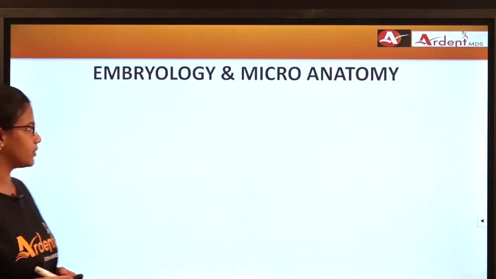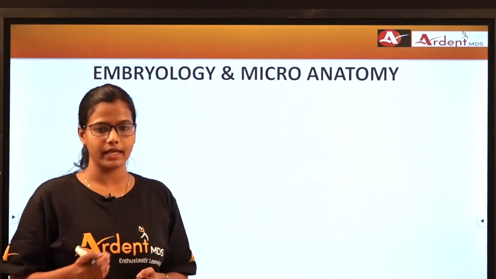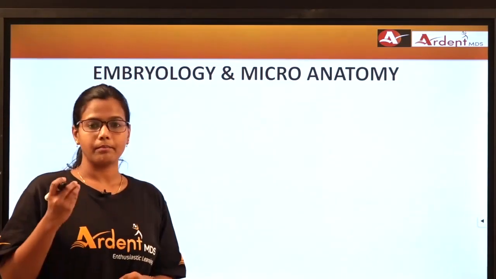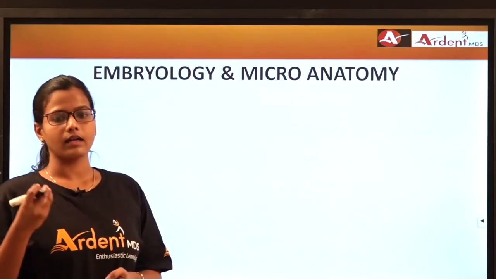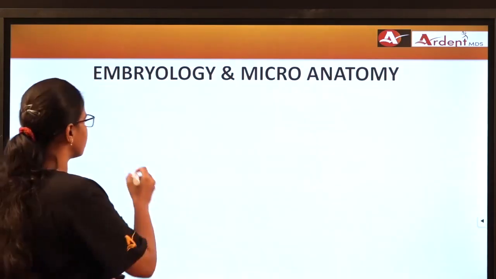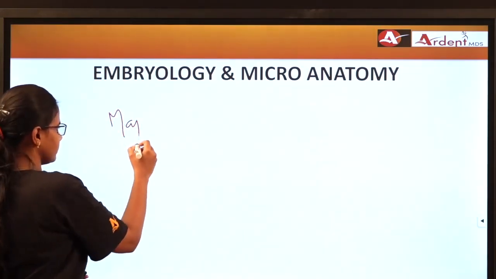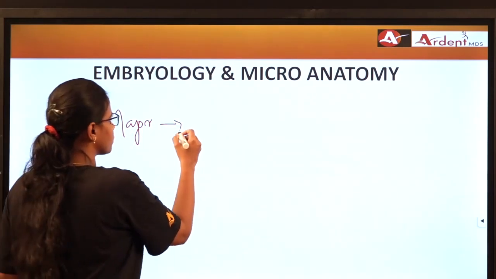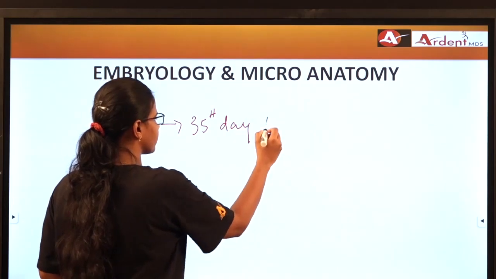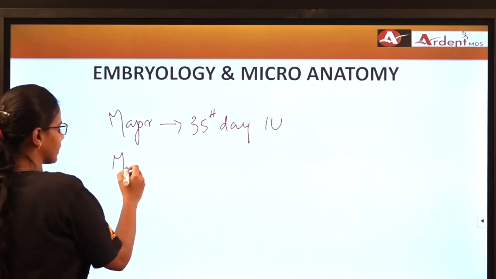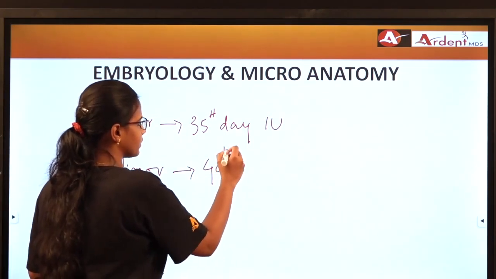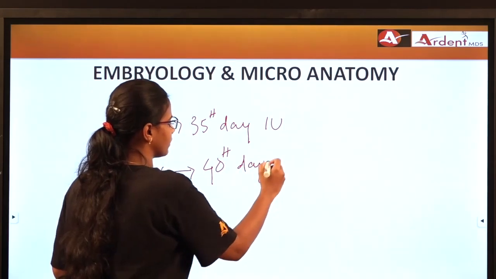So just brushing up the embryology and the microanatomy before going into the diagnostic modalities. The salivary glands develop as an outgrowth from the buccal epithelium. The major salivary glands begin to develop at the 35th day of intrauterine life, while the minor salivary glands begin to develop at the 40th day of intrauterine life.